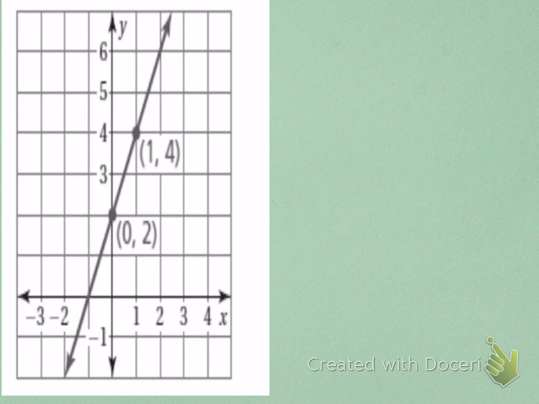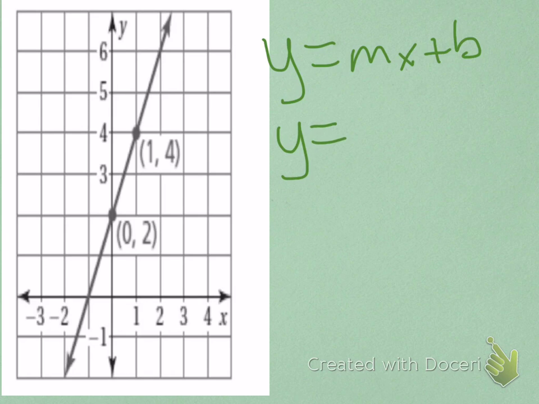So now we're given a line and we have to put the equation of the line in y equals mx plus b form, or slope-intercept form. So the first thing we're going to do is write y equals. M represents the slope, so let's find the slope of the line. Always start with the point furthest to the left. We're going to go up 2 and then write 1. So 2 over 1 is our slope, or just 2, and then we put the x.